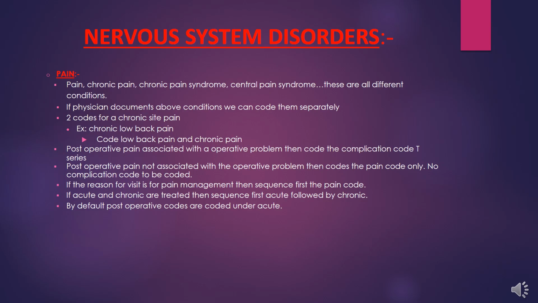If the reason for the visit is pain management, then sequence the pain code first. If acute and chronic are both treated, then sequence acute first, followed by chronic. By default, post-operative codes are coded under acute.